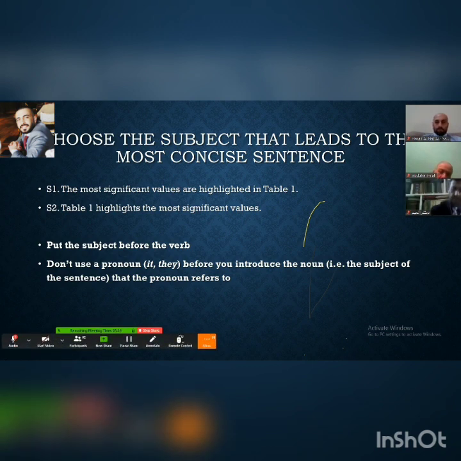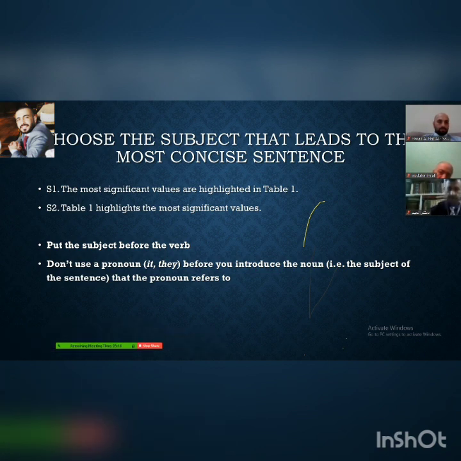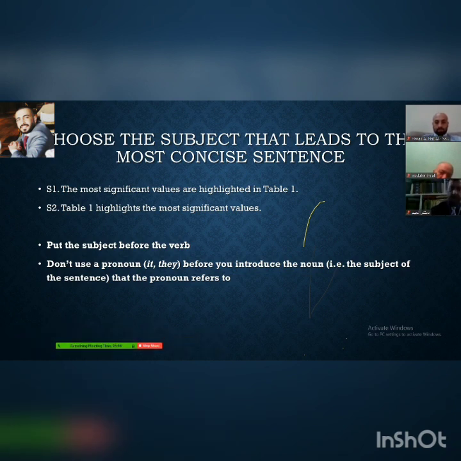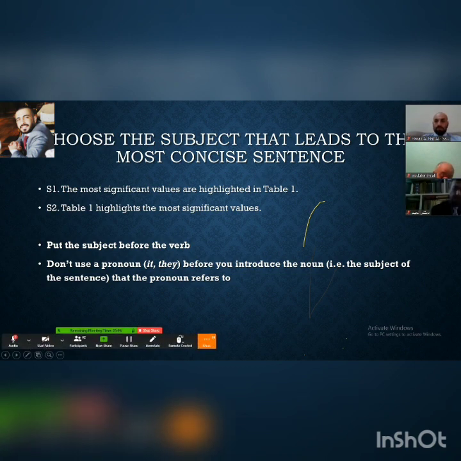Can you tell me what are the values? I am the examiner, for example. I don't understand what are the values you are focusing on. شنو ال values اللي أنت مركز عليها هنا؟ So you have to focus the subject that leads to most concise sentence. يؤدي إلى جملة دقيقة جدا.